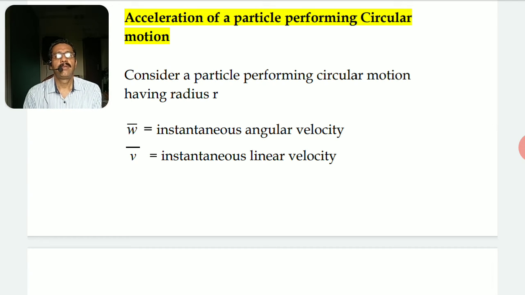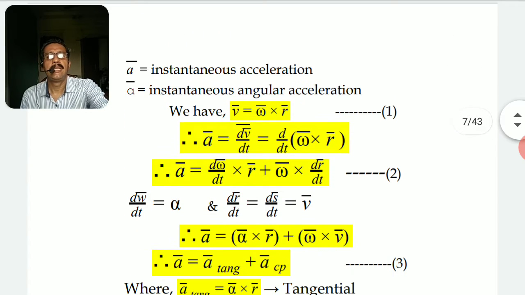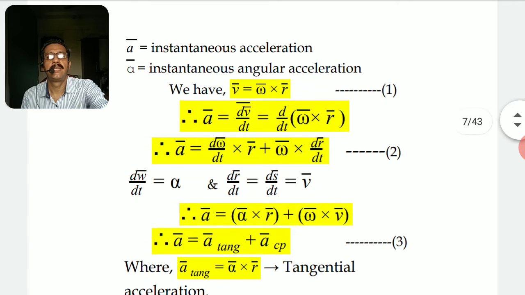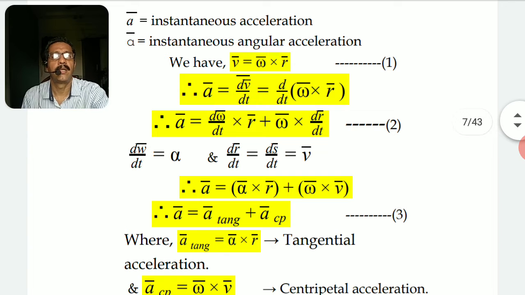In the first session, we saw the equation vector v is equal to vector omega cross vector r. We are now considering once again a particle performing circular motion, having radius r, omega the instantaneous angular velocity and v the linear velocity. Let a be the total instantaneous acceleration of the particle, and alpha the instantaneous angular acceleration. Now if we start with the equation v is equal to omega cross r and differentiate both sides with respect to time, the left hand side will become dv by dt, which stands for the acceleration of the particle.